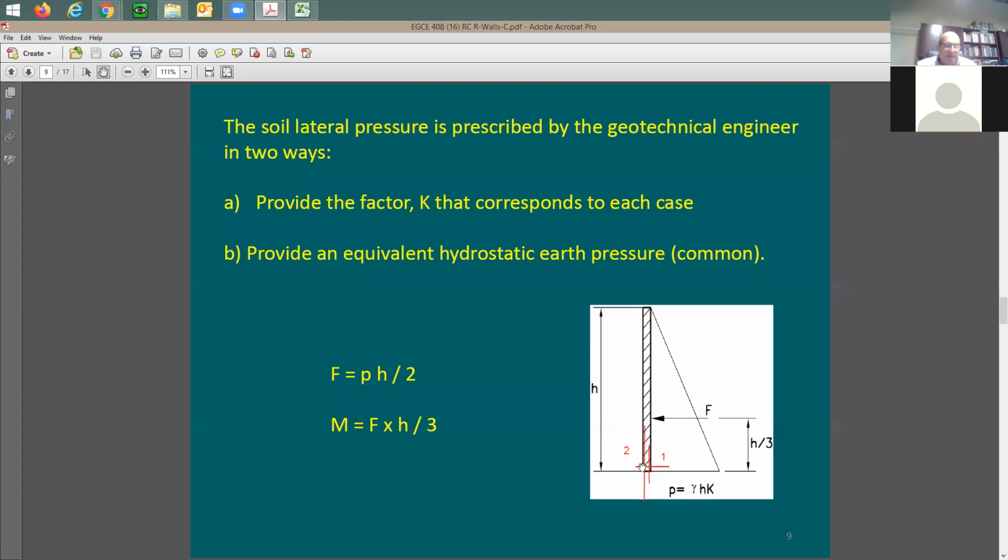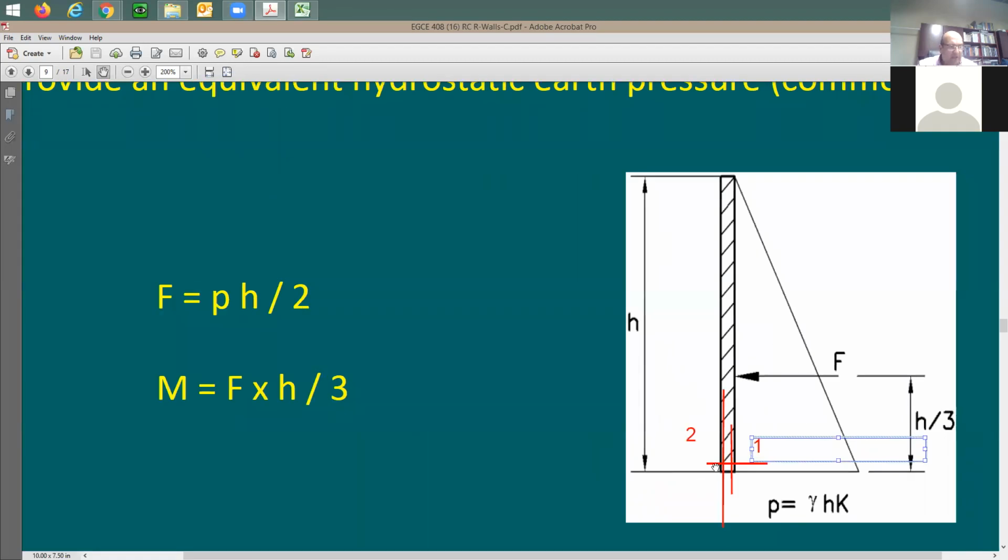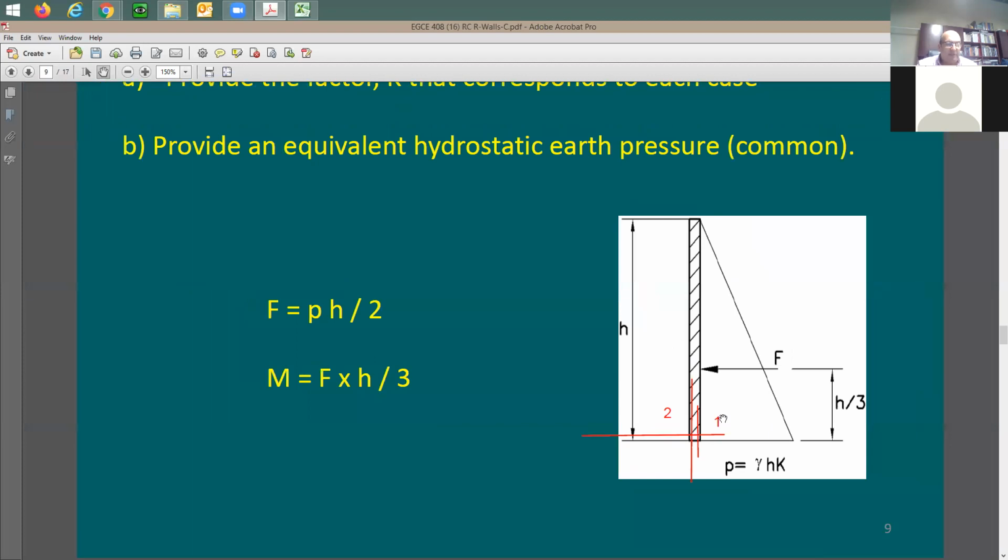The moment at this face, at section 1, this is actually the steel location. Along this section, the moment acting is going to be equal to F multiplied by h over 3. When you cut a section here and take the moment, it's F times h over 3. For this moment, you should now be able to design the wall. And of course, your b is going to be equal to 12 inches for the width, and the depth is going to be equal to the wall thickness minus the concrete cover.